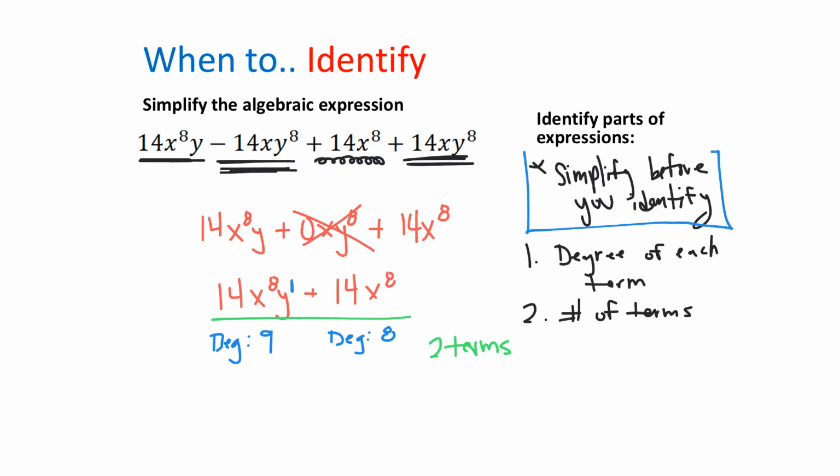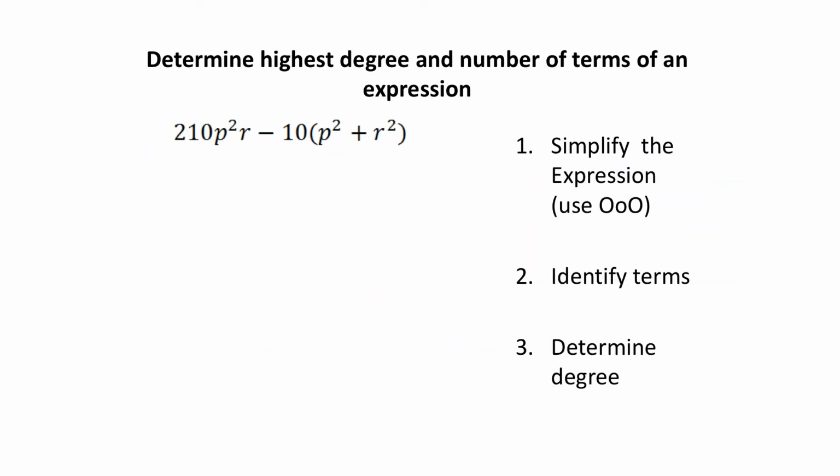And then the last thing, just remember, like anything else that we have, that we need to simplify before we identify. In order for us to identify these things properly, they do need to be in simplest form, so we always need to simplify before we identify. Okay, so if we look at this next example, we're going to determine the highest degree, and then we're going to determine the number of terms of this expression.